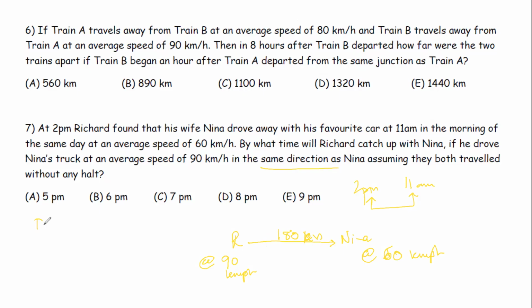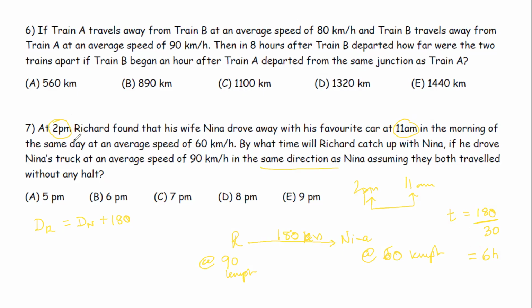You can either use distance covered by Richard is equal to distance covered by Nina plus the 180 kilometers, or you can directly use the formula, which is time is equal to distance between them upon the difference of the speeds. That is 6 hours. So the question is, by what time will Richard catch up? So this 6 hours, do you add to 11 or do you add to 2 p.m.? Obviously to 2 p.m. because Richard came to know at 2 p.m.